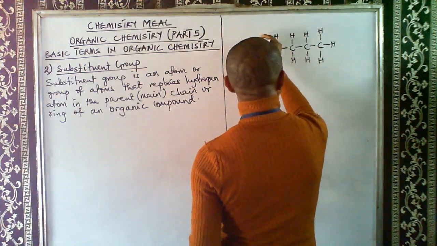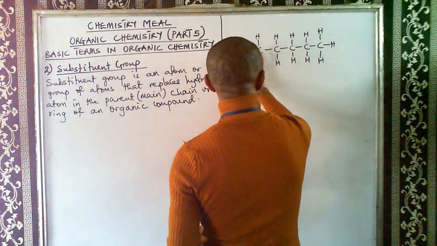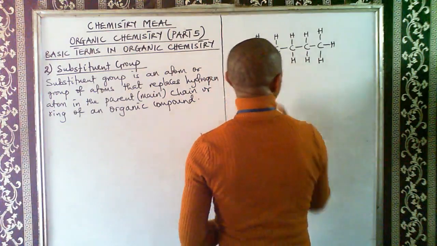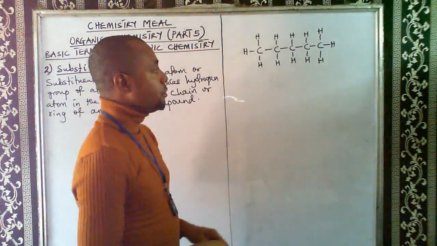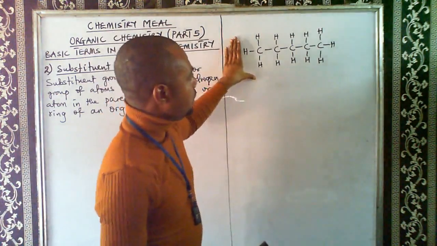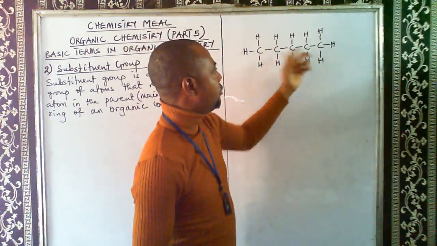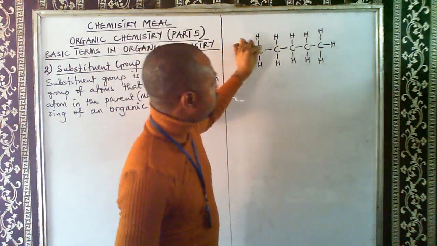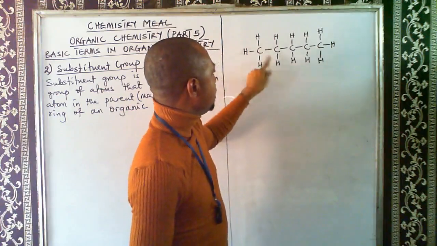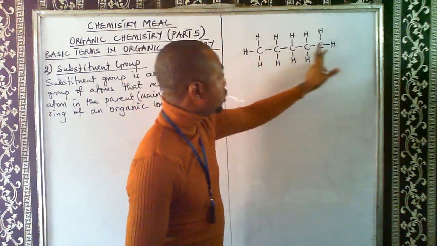In case you don't know how to draw these structures, don't bother yet. We are still beginning organic chemistry. Okay, this is an organic compound containing 1, 2, 3, 4, 5. Contains 5 carbon atoms, and this is the chain. And you see the hydrogen is attached to this chain.